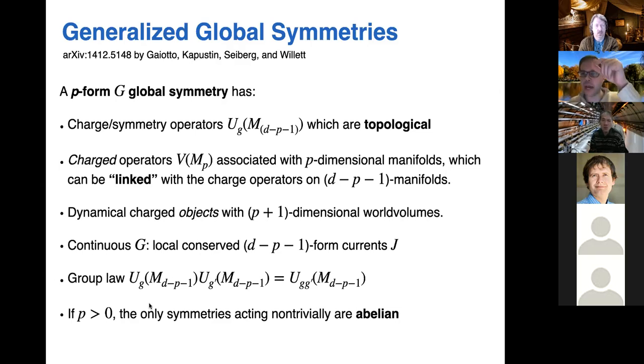So if I have a line operator and I'm surrounding it with things that live on circles, I can expand the circle, drag it down below the other one, shrink it again, and change the order of them. So I can commute them past each other without changing the topology, and therefore the symmetry has to be abelian. Whereas if we surround point operators by spheres, the only way I can shrink the sphere inside the other one is to make them cross. And so then we can get the more general kinds of algebras for non-abelian groups. Okay, so these things have to be abelian. They're all kind of simpler than our ordinary symmetries.